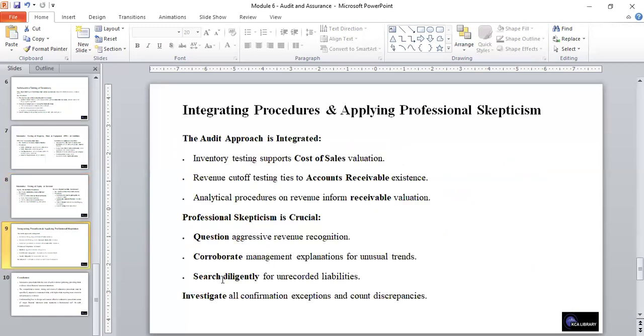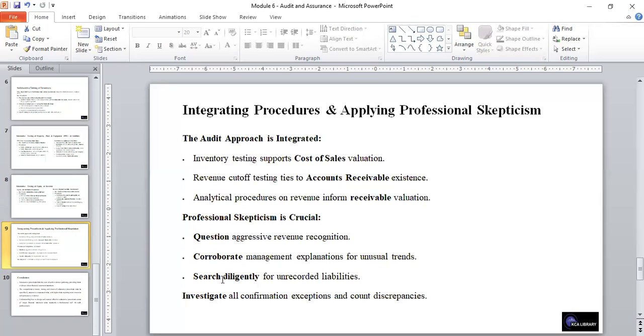Lastly, we look at integrating procedures and applying professional skepticism. And the audit approach is integrated, and that is inventory testing supports cost of sales valuation. Also, revenue cutoff testing ties to accounts receivable existence. And lastly, under the integration, analytical procedures on revenue involve receivable valuation.